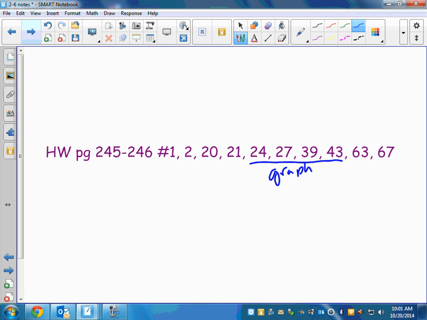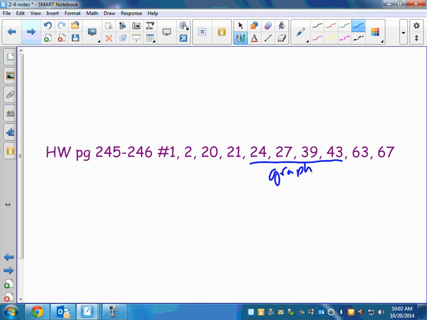1 and 2 are just domain. They talk about limits. Just disregard any directions about limits because I wait till calculus to teach about limits. 20 and 21 are just asymptotes. Again, disregard limits. And then the directions do say it's a graph on 24, 27, 39, and 43. 39 and 43 are not as nice. Maybe they're just all not so nice.